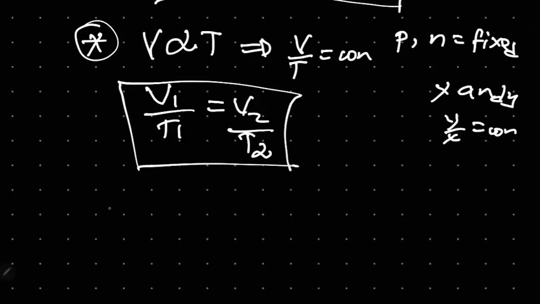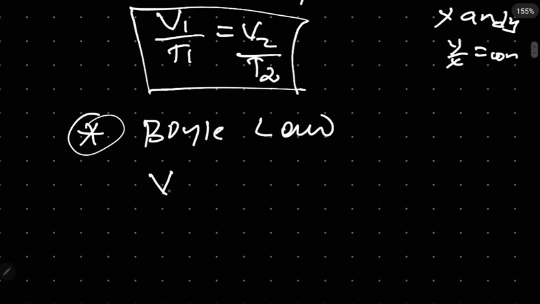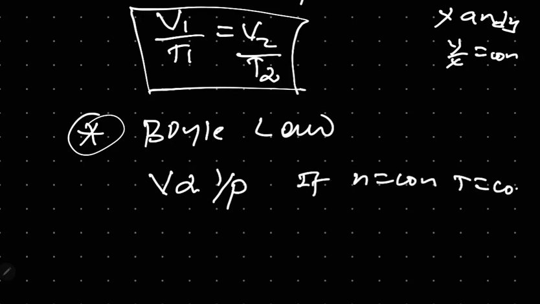Let us do the second case. According to the second law, called Boyle's law, the volume of a gas is inversely proportional to pressure if the number of mole is constant and temperature is constant. So if keeping the temperature constant and a fixed amount of gas, the number of mole constant, then as you increase the pressure, the volume decreases.